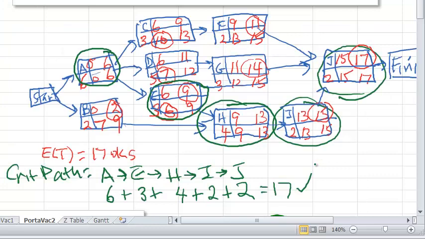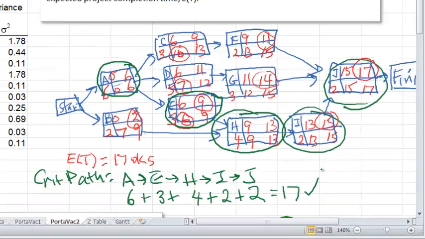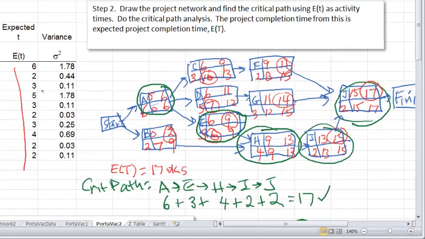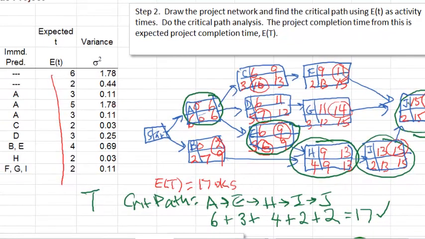So it looks like the 17 weeks is how long the project will take, but as I said before, this is not a definite number, this is just expected value. So project time T has a normal distribution. T, that is big T, not the little t. Big T has a normal distribution because it is a sum of the critical activity times.